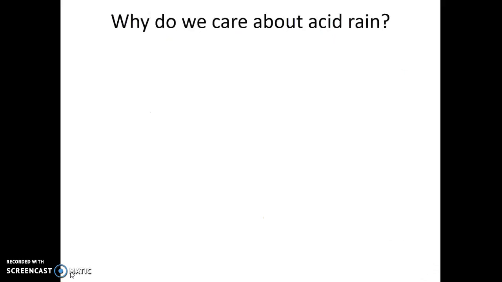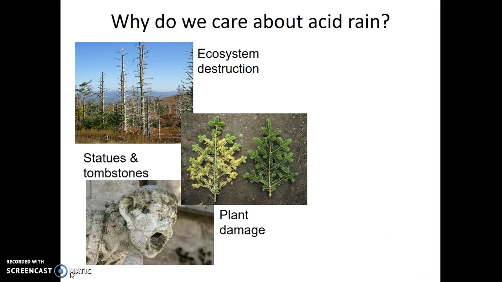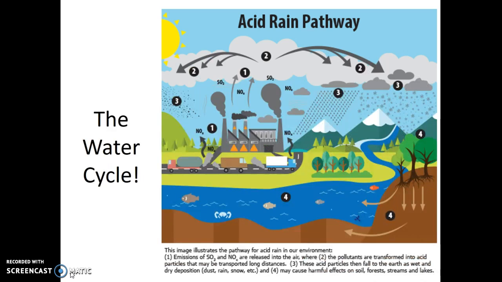Why do we care? We don't get burned by the acids when we get caught in the rain, so why worry about it? It causes a lot of damage to plants and whole ecosystems, statues and tombstones, historical monuments, and other buildings. The water cycle means all of these acids can affect us and our surroundings.